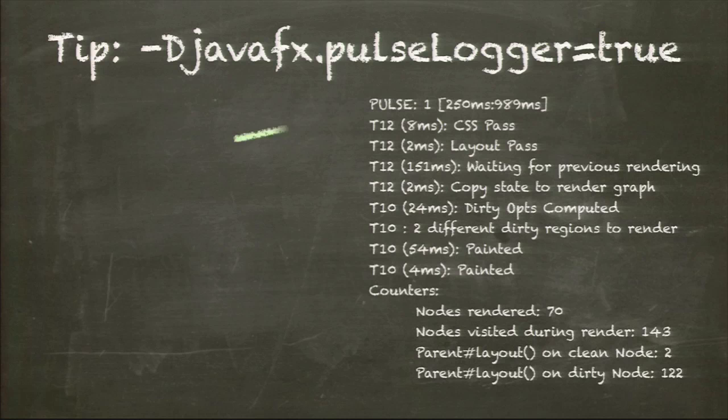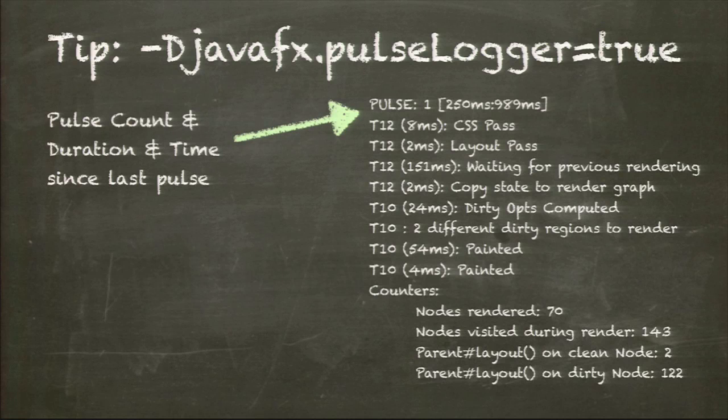For example, at the top here, you can see a pulse count. This one's pulse 1. If I had had 10,000 pulses in my application, it would say 10,000. So it's just an auto-incremented number for the pulse. You can see the duration, which is how long this pulse took. This particular pulse took 250 milliseconds, which would typically be a bad thing because 16 milliseconds is all you can get and still get 60 frames per second. So this thing is soaking up a ton of different frames. We're running at like 4 frames per second based on this pulse.